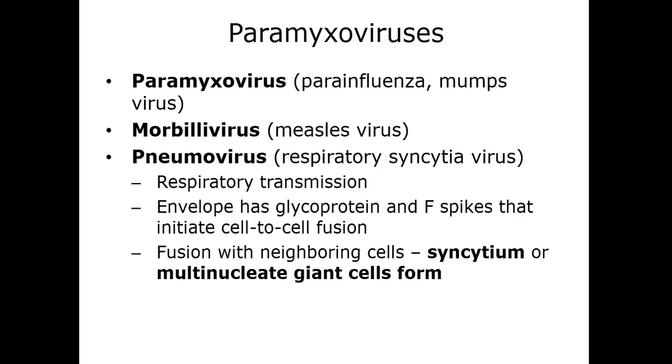And RSV is a transmission through the respiratory route. The envelope of the virus possesses what are called F spikes that really initiate the fusion of cells. And as these cells start to fuse together, they form these giant multinucleated cells, which we call syncytium. And we've talked about this in prior chapters. So basically, you just create this massive merging of cells in a pneumovirus infection.